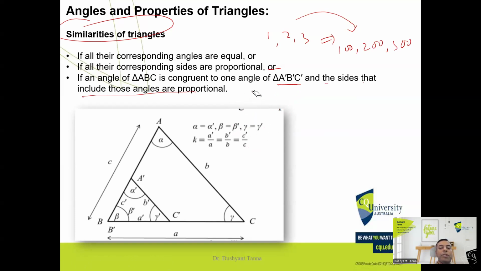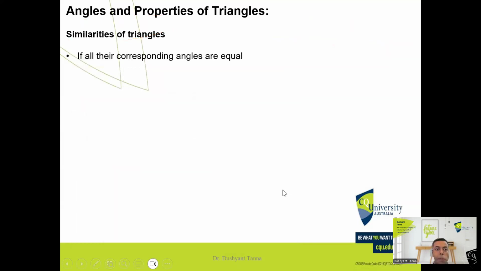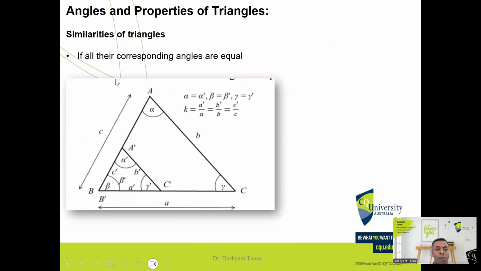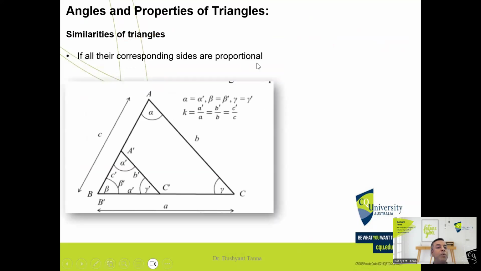This is how the proportional triangles are represented. You have a bigger ABC and a small A dash B dash C dash inside, not necessarily inside, but of a smaller, proportional size. And this is the same thing broken down into parts: if all the angles are the same, if all the sides are proportional, so side A over side B.